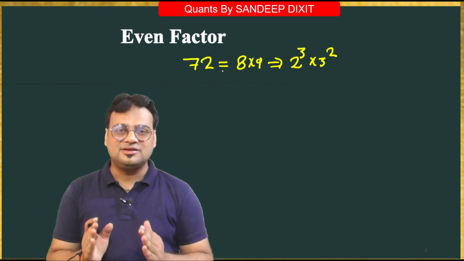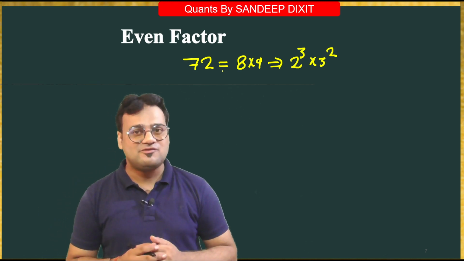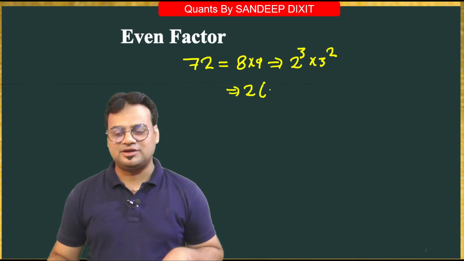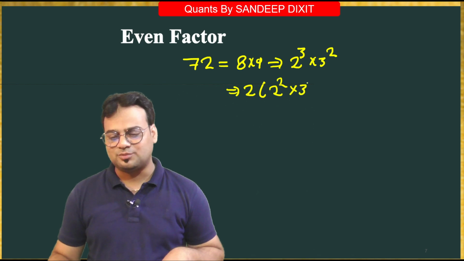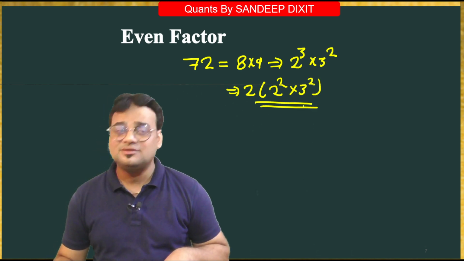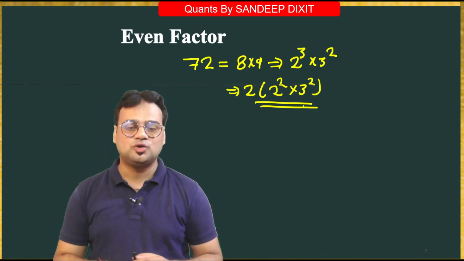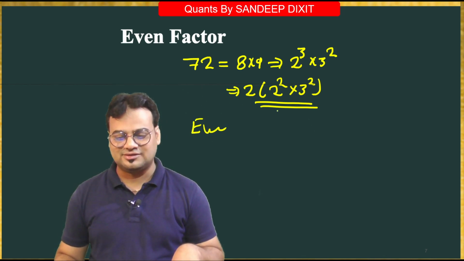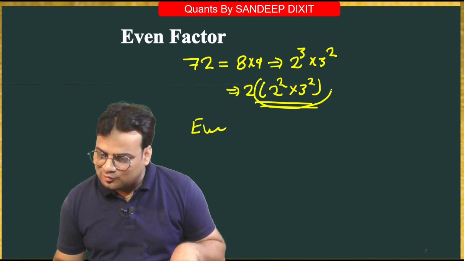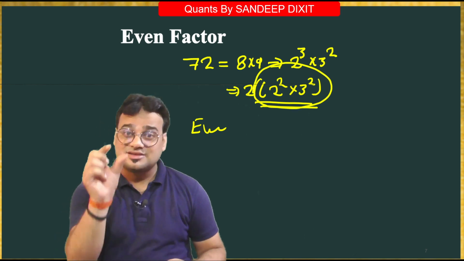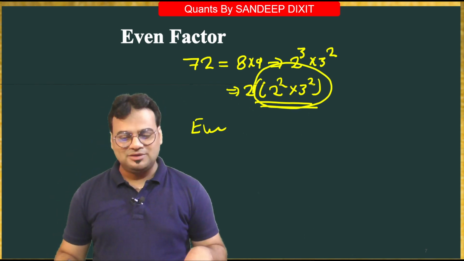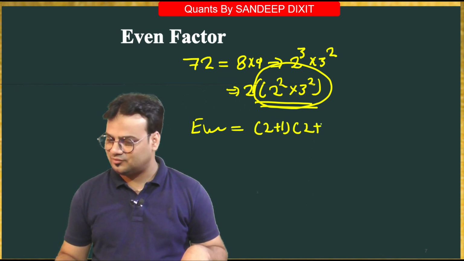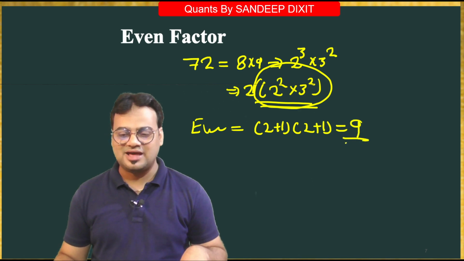Okay, here we are required to find the even factors. So how to calculate? Firstly take 2 common, that means we write 2 to the power 2 into 3 to the power 2. That part is the multiple of 2. So the total number of even factors: if you calculate the total factors of that part, that is the even factors. So the even factors are 2 plus 1 and 2 plus 1, that means 3 threes are 9 even factors.